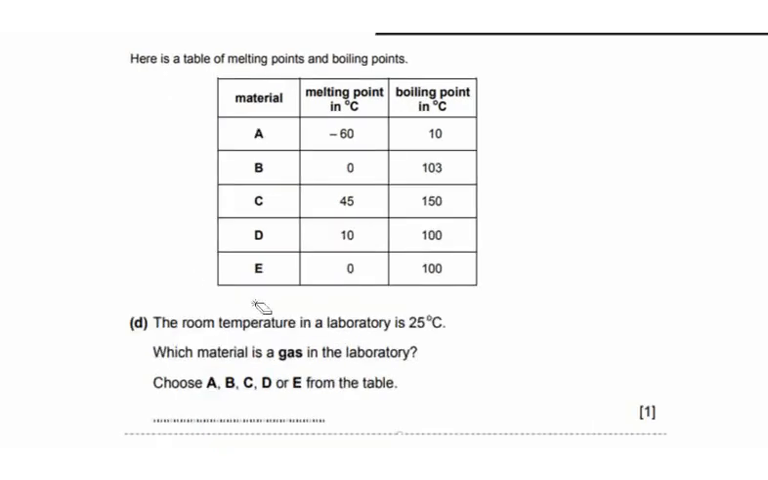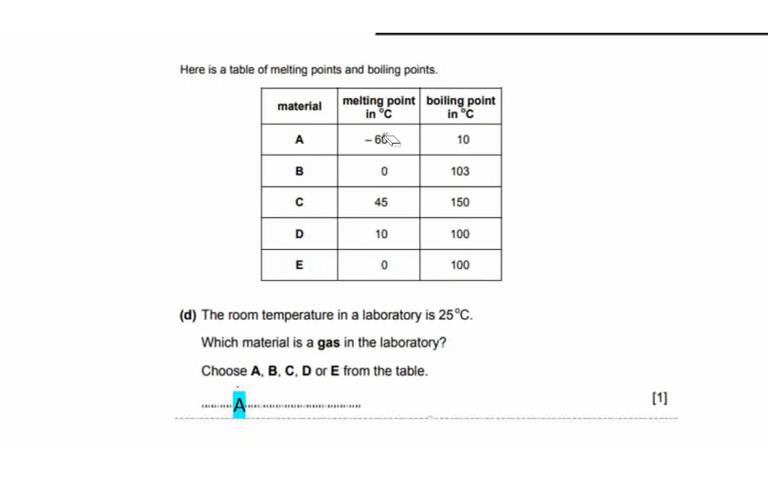Question D. The room temperature in a laboratory is 25 degrees Celsius. Which material is a gas in the laboratory? Choose A, B, C, D, or E from the table. The answer is A, since A has a melting point of negative 60 degrees and a boiling point of 10 degrees Celsius, which is lower than the laboratory temperature. So material A would have boiled at laboratory temperature, and it will be in the gaseous state.